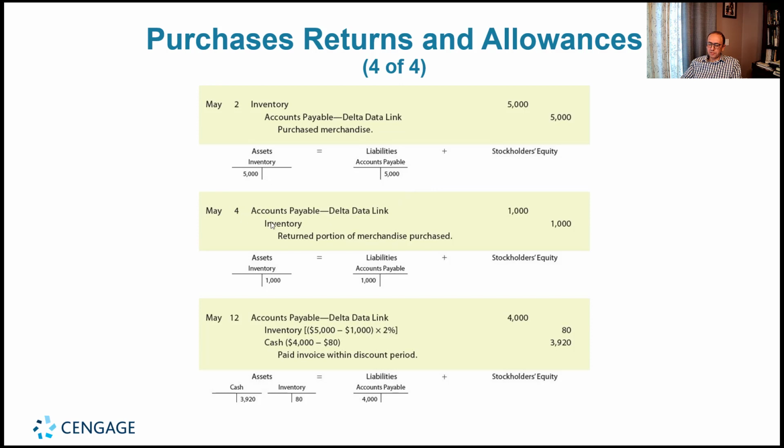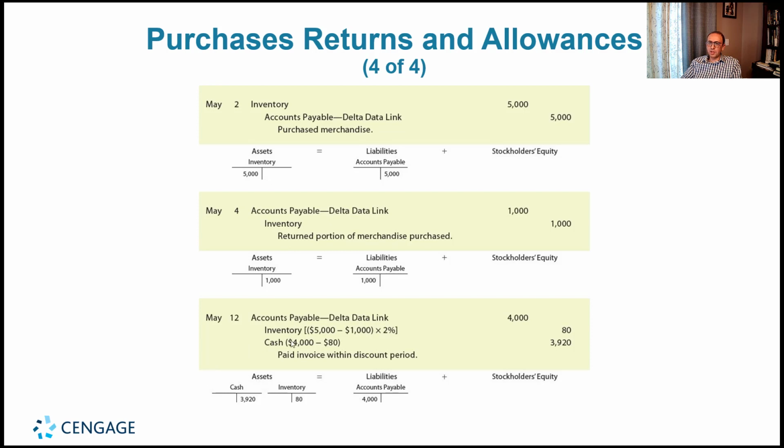Then on May 4th, we returned $1,000 worth of inventory. So what we do is technically reverse what we've done before. We debit accounts payable and credit inventory, just the opposite. That way we're reducing the balance of accounts payable and of inventory. Under the T account, inventory is going down by $1,000 because it's credited. Accounts payable is also going down by $1,000 because it's debited. Accounts payable has a normal credit balance, so when we debit it, we are reducing it.